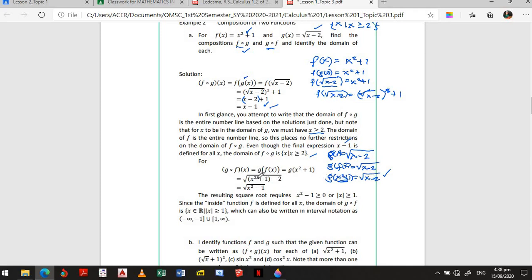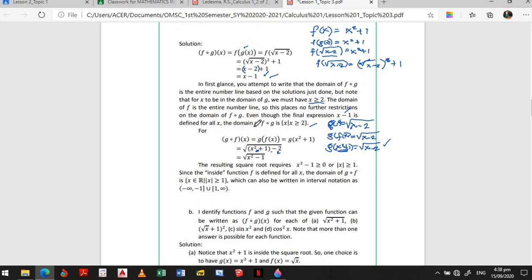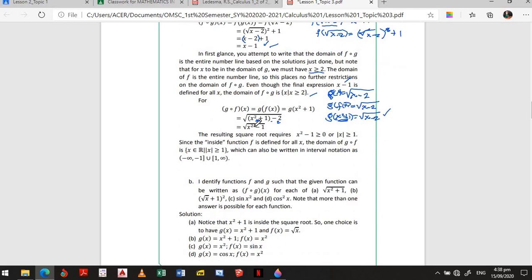So magiging, this is our x na, x squared plus 1, that is x. X po natin yan siya dito, noted, minus our 2. But our x is x squared plus 1 minus 2. So simplifying this one, square root of x squared minus 1, because 1 minus 2 is equal to negative 1. So we say here that in order for our g of f of x to be defined, this should be greater than or equal to 0.